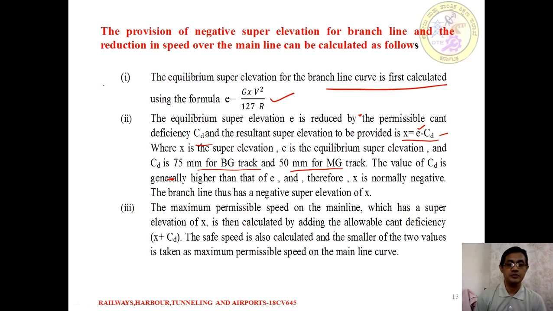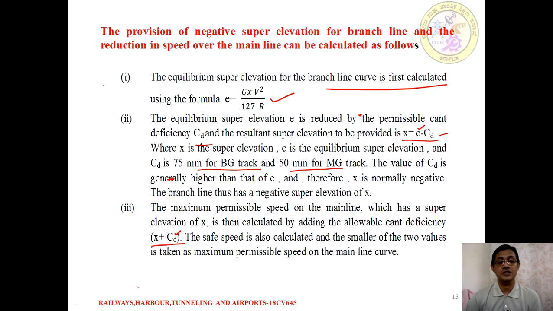The maximum permissible speed on the main line is also obtained based on the rate of super elevation provided and the allowable cant deficiency, that is going to be x plus CD, where x is the rate of super elevation and CD is the allowable rate of cant deficiency. These are the two values we are going to calculate.